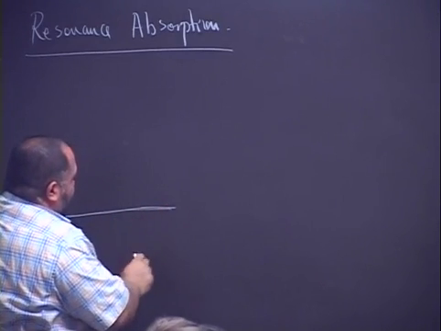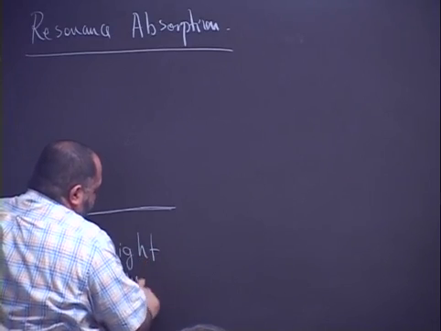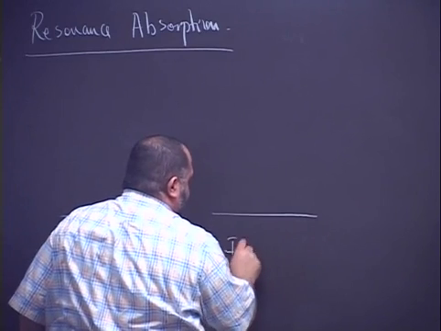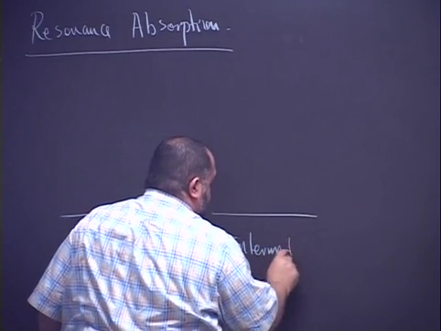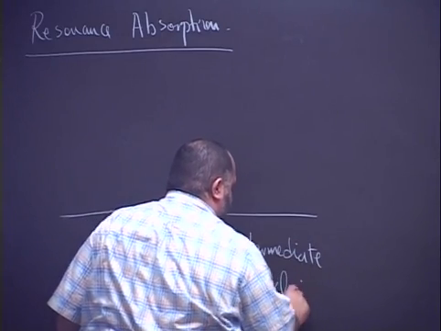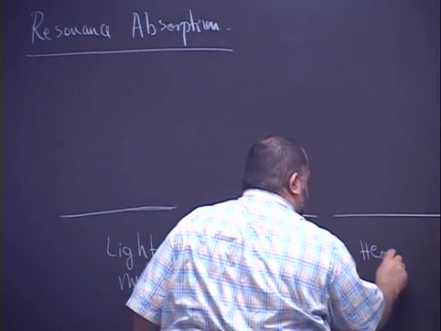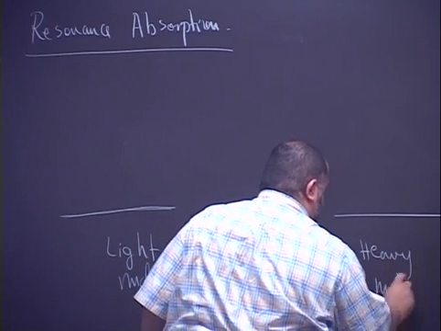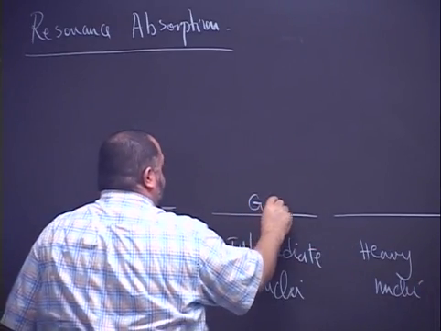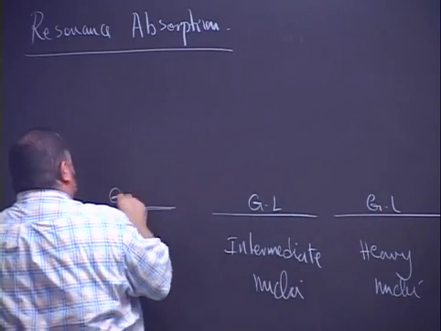course, you will notice that we have light materials, what we call light nuclei. Then we have intermediate nuclei. Then we have our heavy nuclei. Let's assume that this is the ground state, the ground level, and this is the ground level.